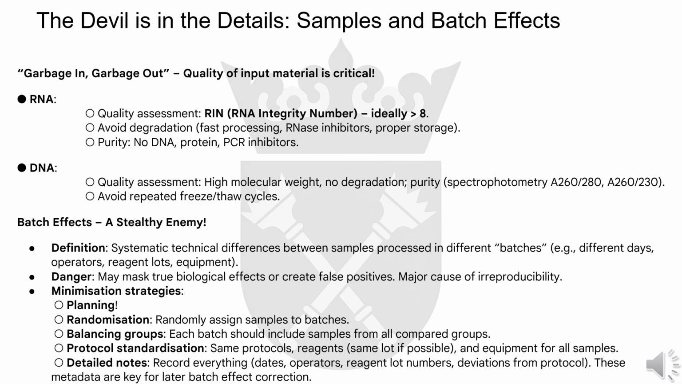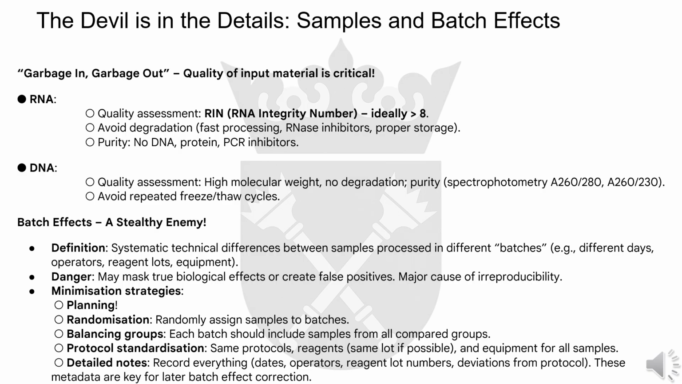One of the most common reasons why genomic data cannot be interpreted is so-called batch effects, technical differences between samples processed under different conditions. This can be different days, different people, different reagent lots, or different machines. The problem is that these differences can look like a biological effect and mislead us. That's why planning is so important.